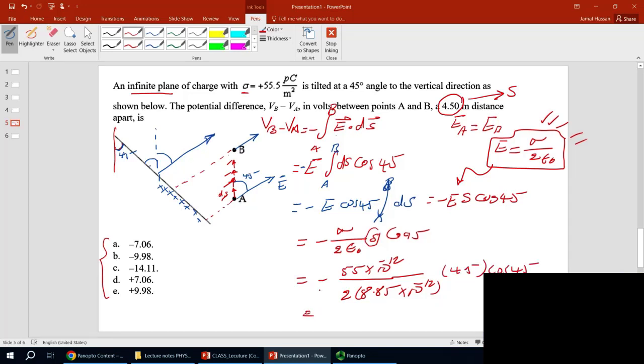I already calculated this using my calculator, so it's equal to minus 9.979 volt, which I could approximate as minus 9.98 volt. So it looks like B is the correct answer. B is the correct answer. Again, you should understand the physical meaning of the minus sign. Okay, so let's go to the second question.